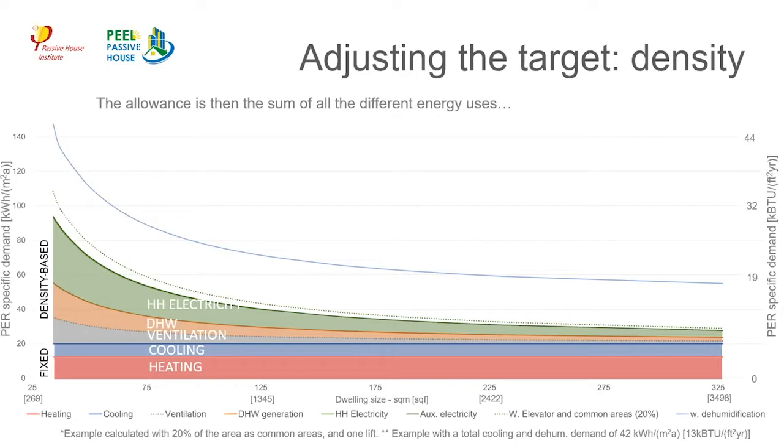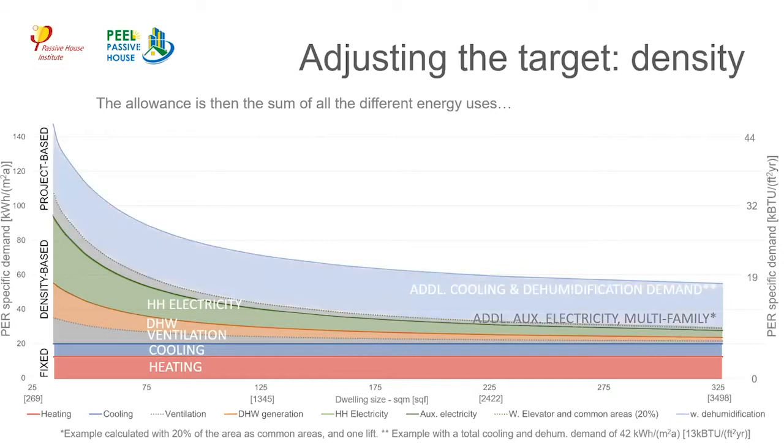And then we also have an additional allowance if the project is a multifamily project that takes into account, as mentioned, elevators, common areas, and so on. Because we have different climate zones, the tool also considers the additional cooling and the humidification demand in very, very different climate conditions. So for example, this would be one where the total cooling and the humidification demand would be around 42 kilowatt hours per square meter per year.